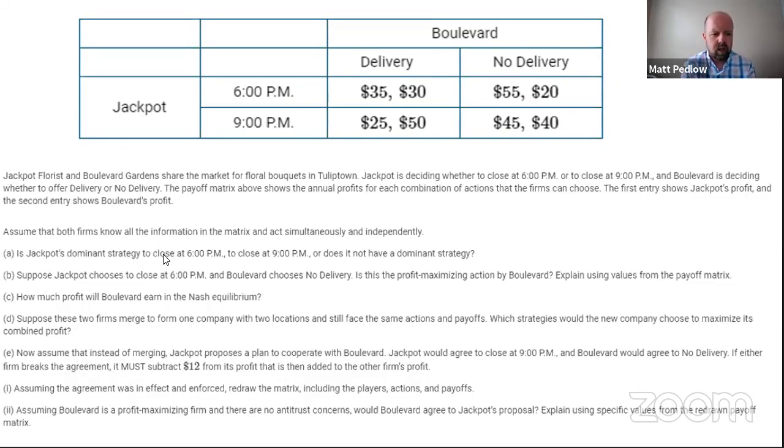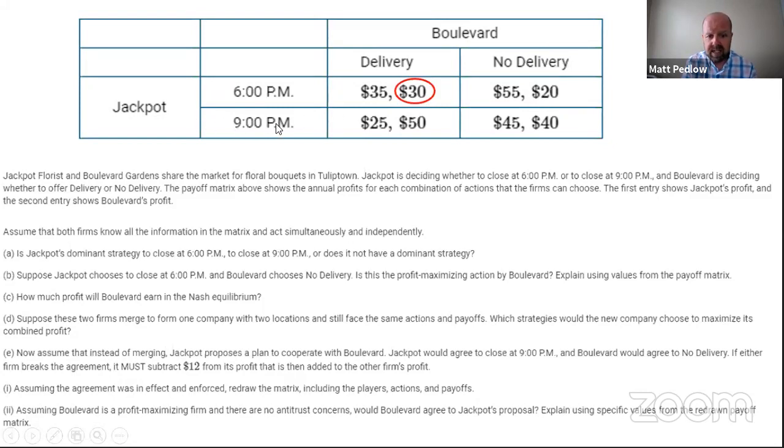All right. You've got Jackpot Florist and Boulevard Gardens, and they share the market for floral bouquets in Tulip Town. Jackpot decides whether to close at 6 or 9, and Boulevard is going to either deliver the bouquets or offer no delivery. Once again, let's not worry about all the questions. Let's just go through and do what you know how to do. If Jackpot says we're going to close at 6, if Boulevard delivers, they get $30. If they don't, they get 20. So they're going to deliver.